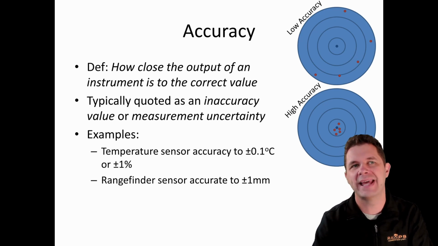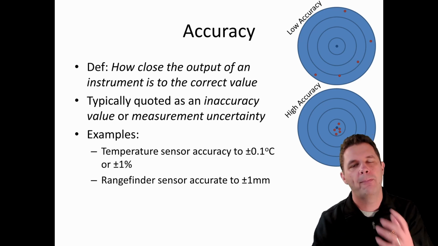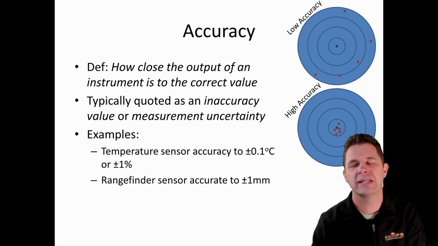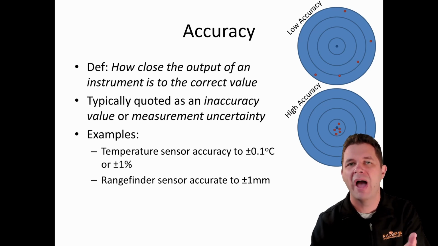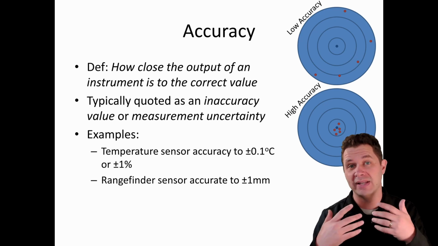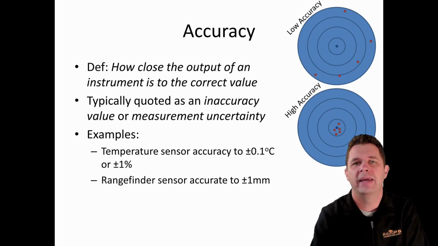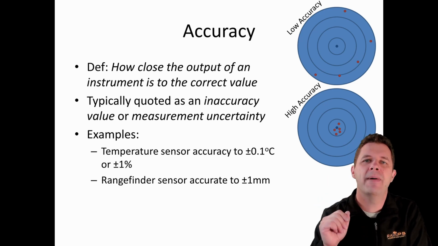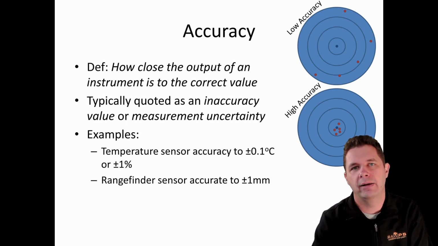So for example, we might have a temperature sensor that's accurate to 0.1 of a degree Celsius, or plus or minus 0.1 of a degree, or maybe plus or minus 1%, for example. We might have a rangefinder that's accurate to plus or minus 1 millimeter, or plus or minus 1 centimeter, or whatever it may be. And I think these diagrams above illustrate this point nicely.